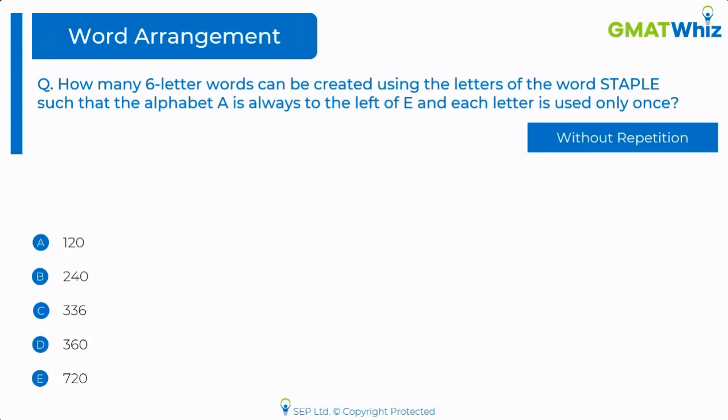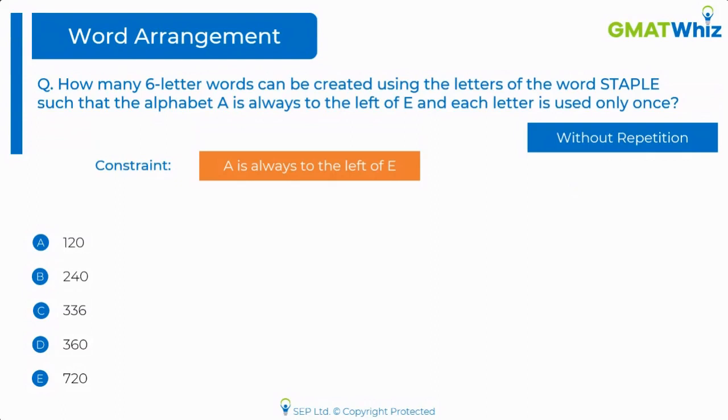That's something which everyone has to be clear with. There is no repetition that is allowed in this particular case. Okay, let's move forward. So what is the constraint which is there? I said constraints are very important. A is always to the left of E.